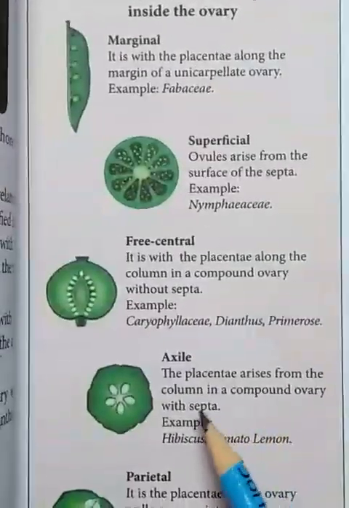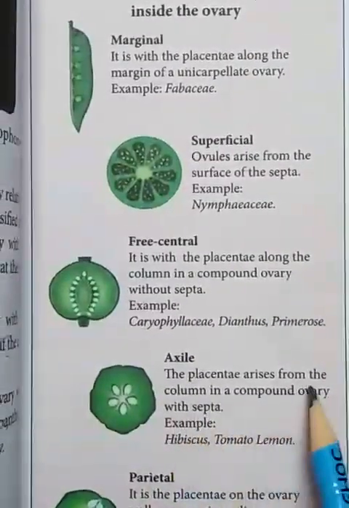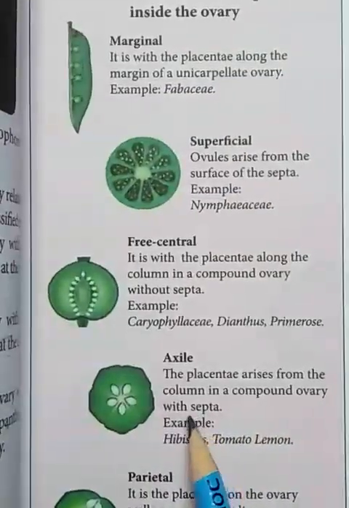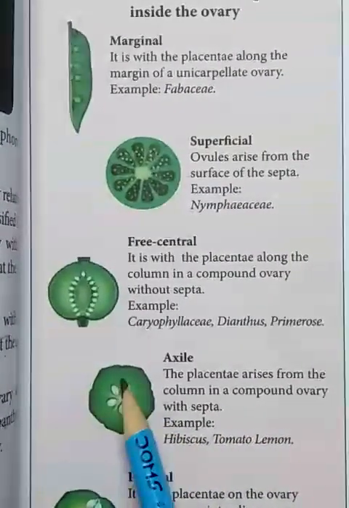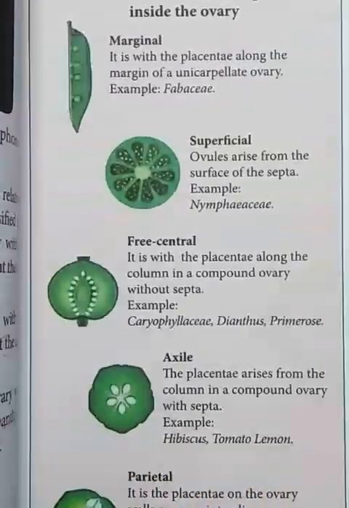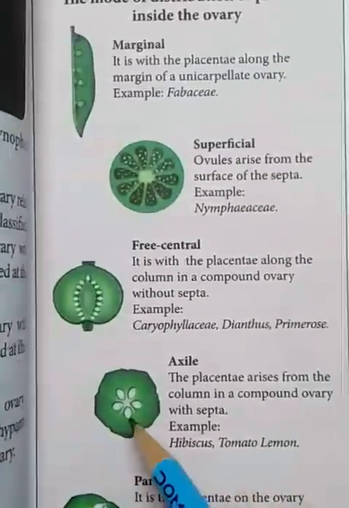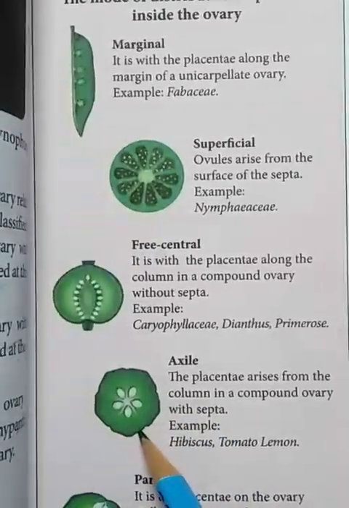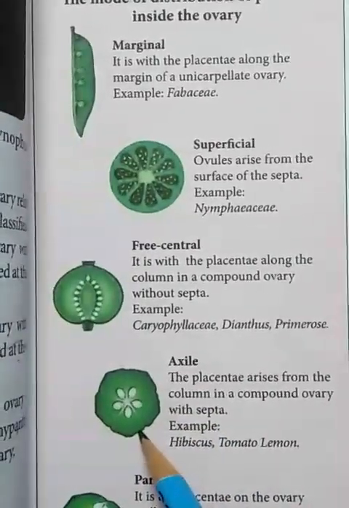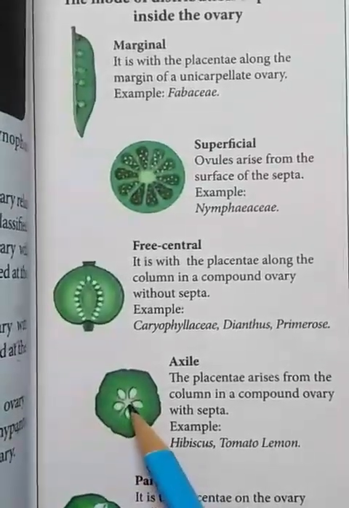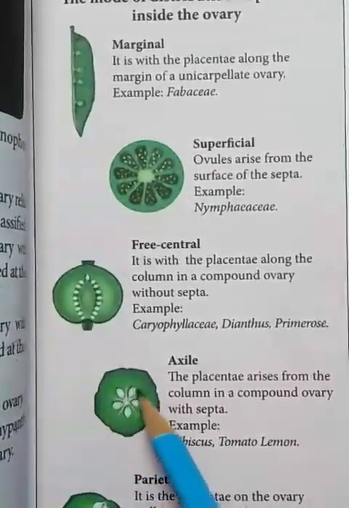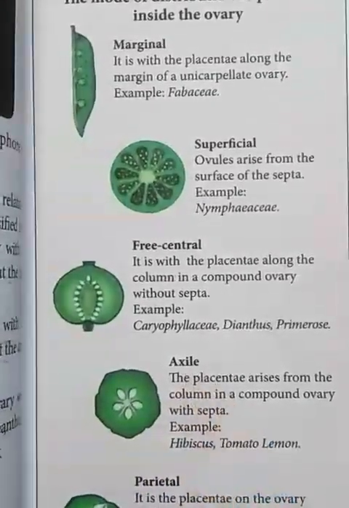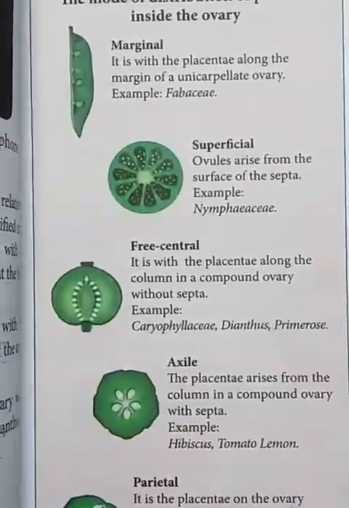Next is the axile. The placenta arises from the column in a compound ovary with septa. So here the cross walls are present. Now here axile placentation, cross walls are present. Okay. Now here from the imaginary axis the placenta is arising. On this the ovules are arranged. This type of arrangement is called axile.